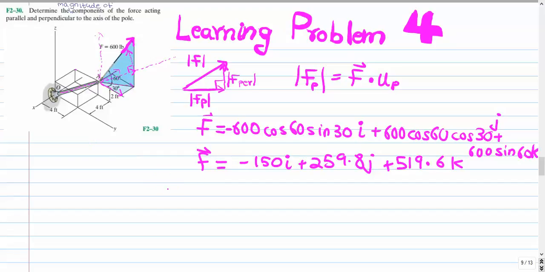So to do that, we first need to find the length vector r in direction of the pole. Okay, so for this pole, we can see that this length vector travels negative 4 feet in the x direction, 4 feet in the y direction, and 2 feet in the z direction. We can convert this into its unit vector by dividing it by its magnitude.